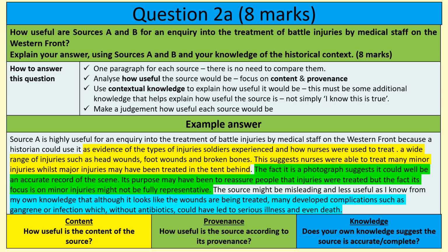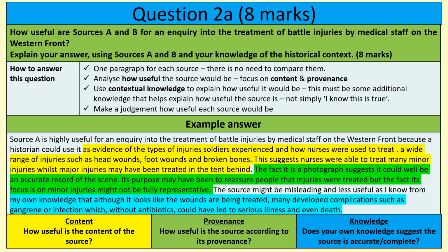One thing when you're answering this question is to remember you need 1 paragraph for each source. There is no need to compare the 2 sources. There's no need for a conclusion. Analyze how useful the source would be. Try and use phrases like this: was very useful, quite useful, extremely useful. Don't start off by saying the source shows or the source tells me. Start off by saying the source is very useful, quite useful.